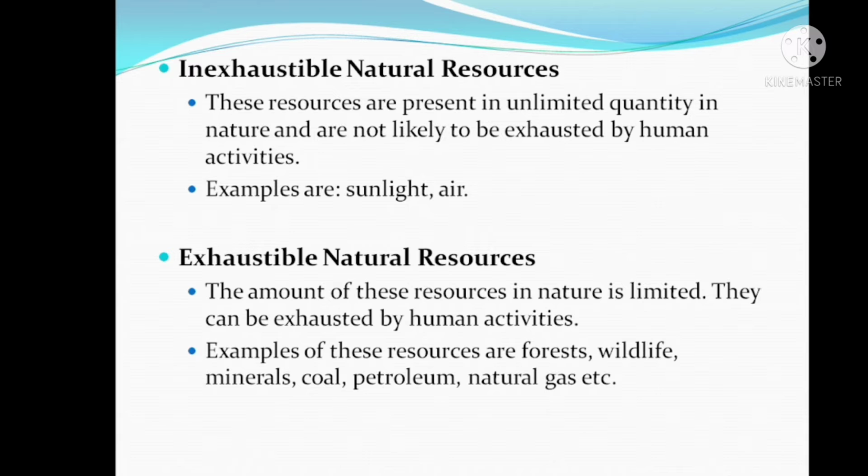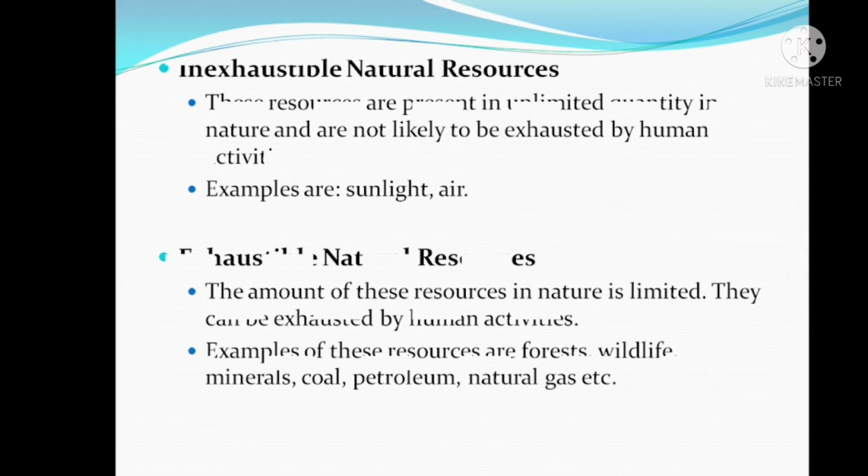So due to the forest cut, what will happen? The uncertainty of the climate occurs, and global warming is the major effect of that. Some minerals are also on the border of finishing, like coal and petroleum. Petrol is also going to be finished after a few years. That means these are limited resources. If we keep using them for a longer time, they cannot exist in nature. So these are called exhaustible natural resources.